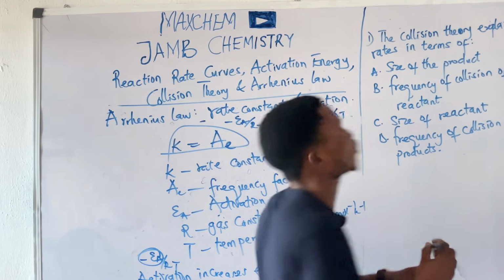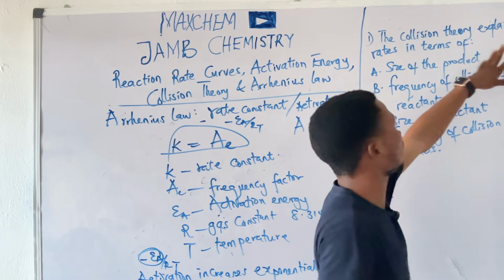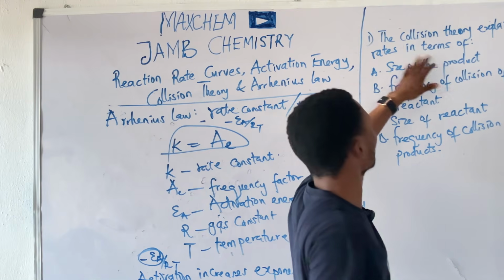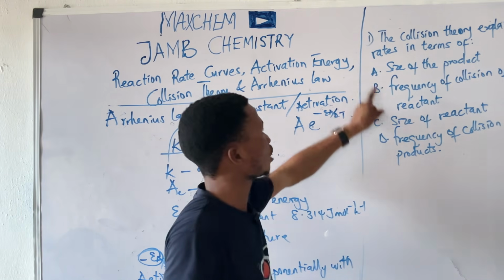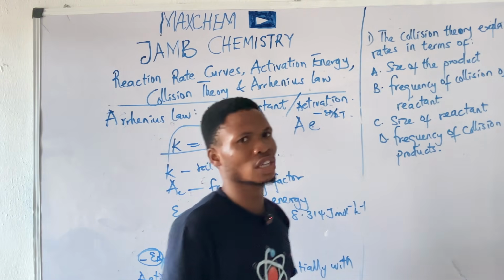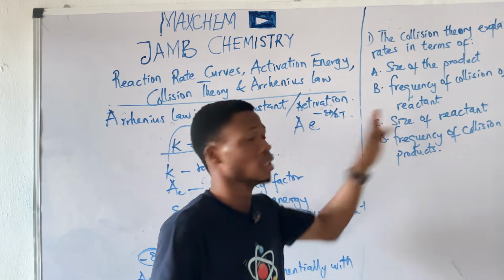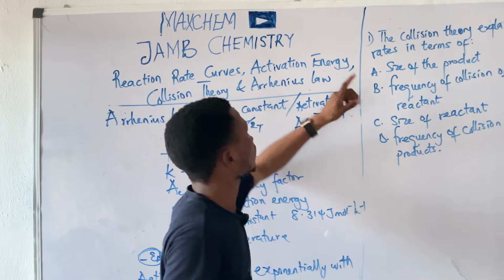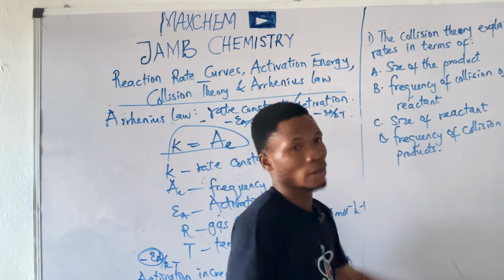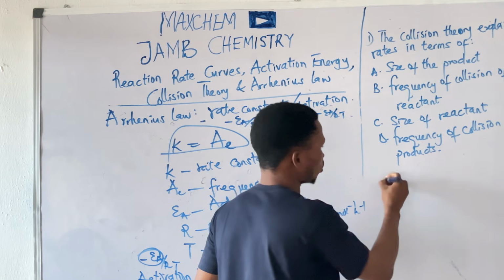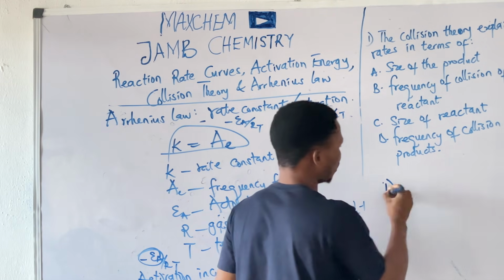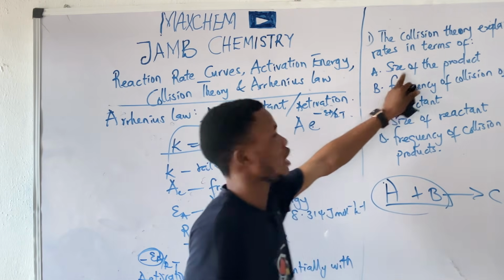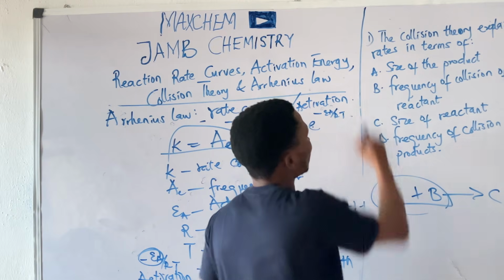Please, let's answer this question. The collision theory explains reaction rates in terms of, is it A, the size of products? Assuming they are talking about the size of the particles of reactants, that should be the answer. But they are talking about the products. Earlier in the video I said collision theory talks about collision between the particles of the reactants to form our products. So this is not the answer.